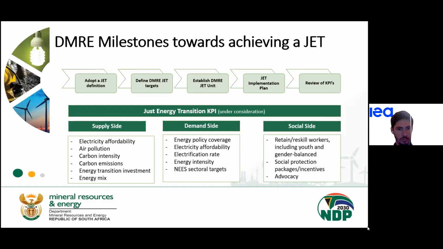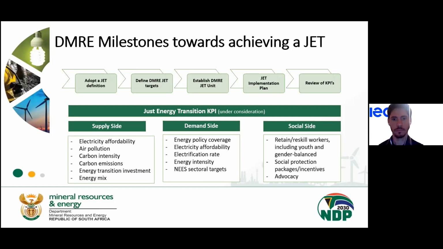So far from the supply side, we are looking at indicators around electricity affordability, a response to air pollution, carbon intensity, and emission reduction, but also looking at how effectively we are doing in terms of the energy mix as outlined in the IRP, in particular implementation of the renewables and other identified interventions. And on the demand side, we look at the extent of the energy policy coverage, the affordability of electricity, the rates, the energy intensity, and as I indicated, the targets that are outlined in the NEES, and their effectiveness in assisting us to achieve that.